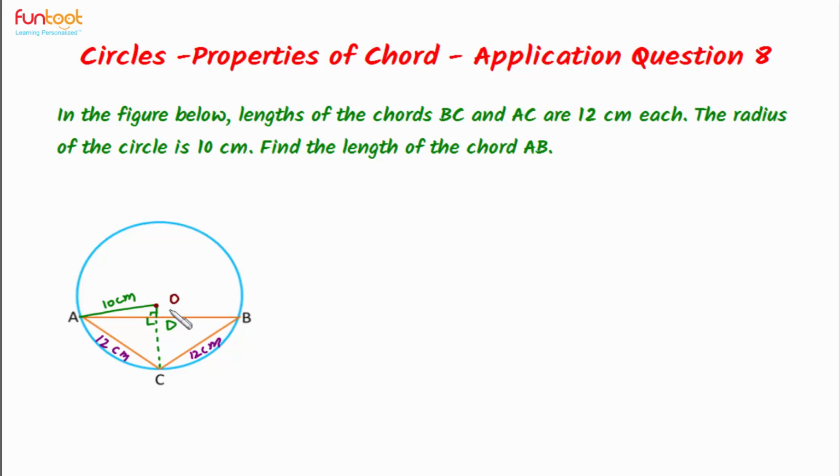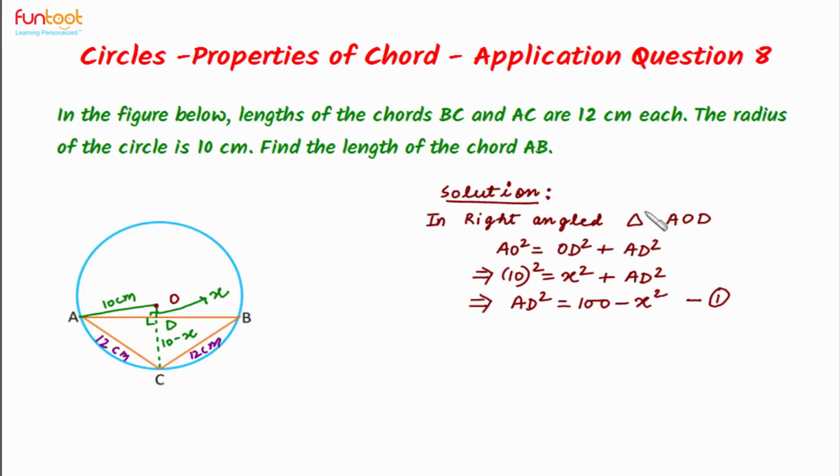One important point here, we can see that OC is the radius. So OC will be 10 centimeters. And if we call this length OD here as X, then DC will be 10 minus X. Now we will apply the Pythagoras theorem in two right angle triangles discussed here, form an equation and solve the question.